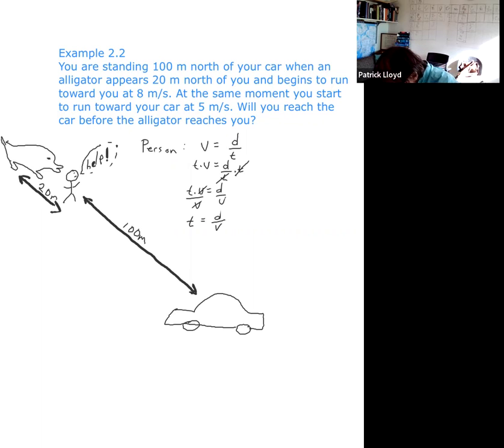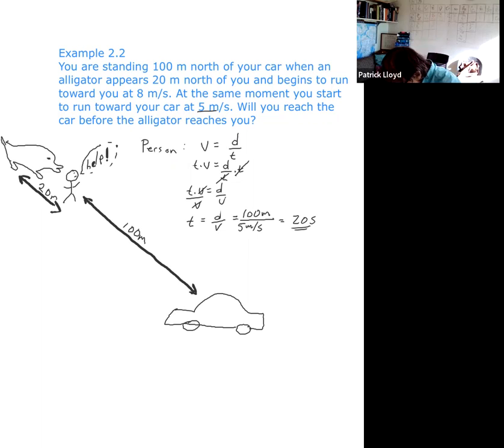All right, well, for the person, that's 100 meters, and you're moving at 5 meters per second, right? Well, that's pretty easy. That's 20 seconds. Okay. Well, it takes you 20 seconds to go 100 meters. That's pretty slow, but maybe you're wearing shoes that don't allow you to run very fast, or maybe you've got a big backpack.